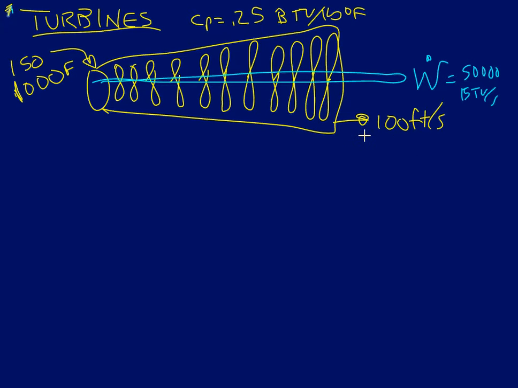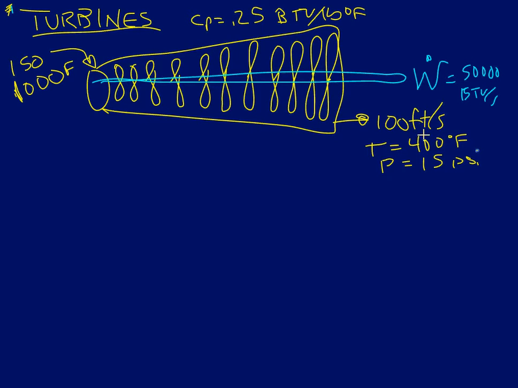Now let's suppose that the temperature coming out of the turbine is 400 degrees Fahrenheit, and that the pressure coming out has dropped down to near atmospheric, or about 15 psi. 15 psi coming out, 150 psi coming in, and it dropped in temperature from 1000 degrees to 400 degrees.